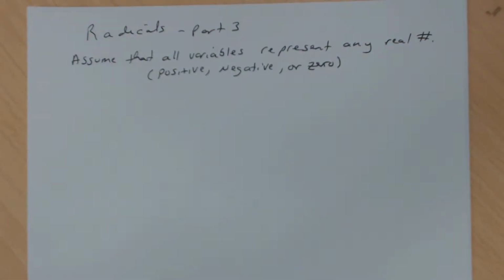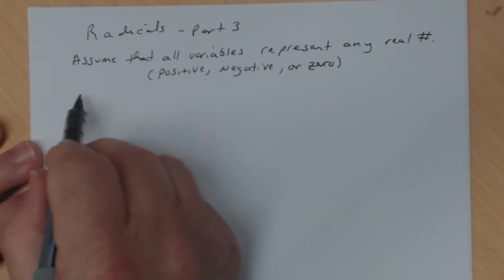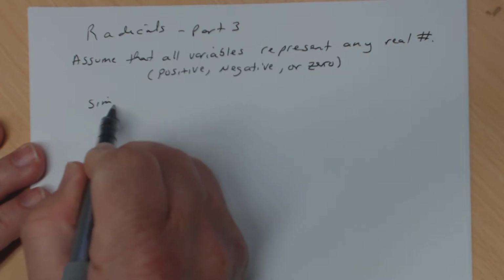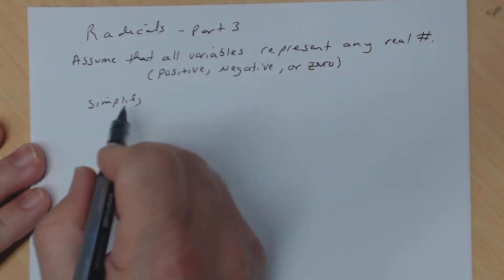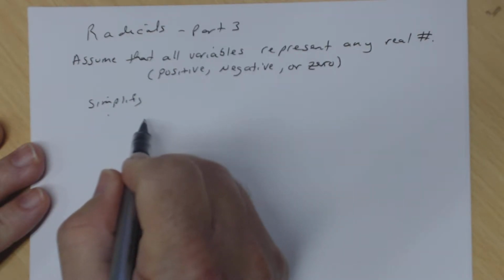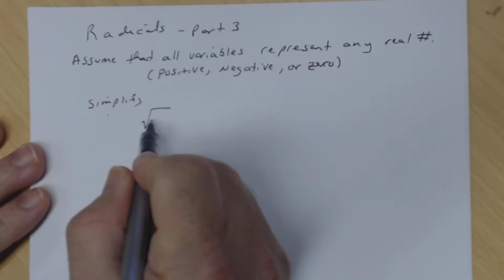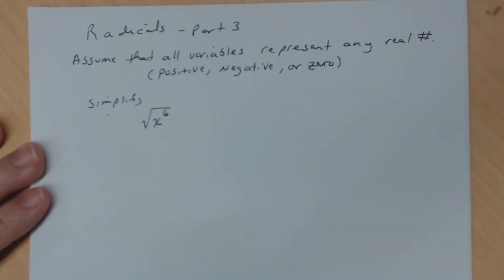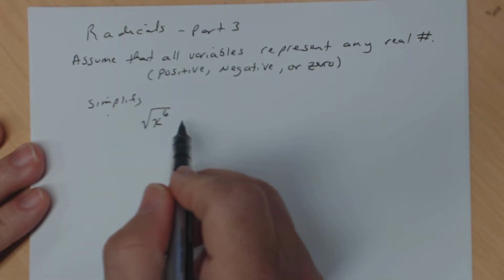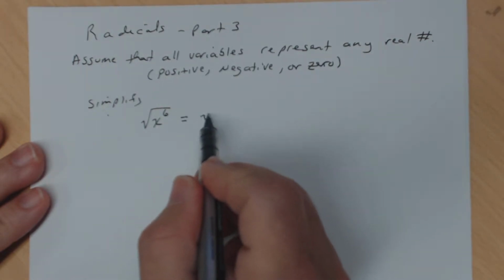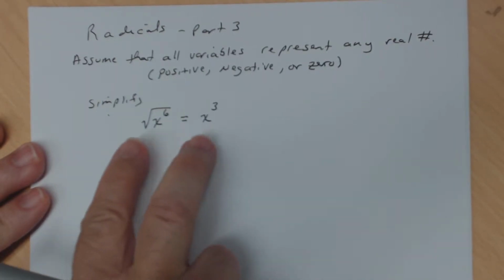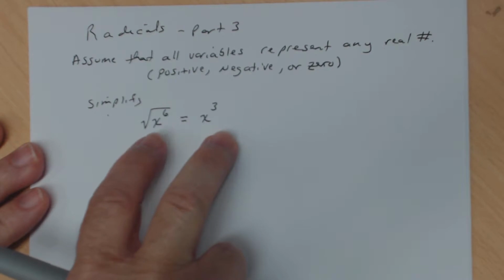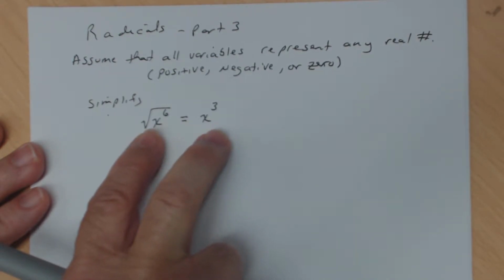So before we really get into it, let's review something for a moment. Suppose I want to simplify this radical, and let's say the radical is the square root of x to the 6th power. When you simplify that, based on what we talked about before, that's going to be x cubed. So technically, what this is saying is that these two things are equivalent, because I'm saying that the square root of x to the 6th is equal to x cubed.